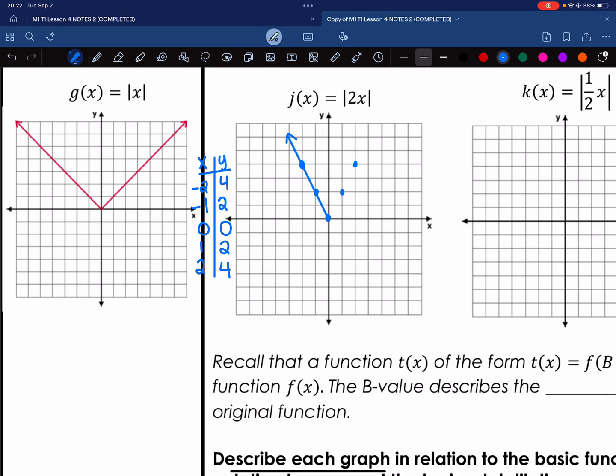So our graph looks something like this. Now, what I need you to know is that this looks very similar to the vertical stretch, but the number is in a different location, and when it's on the inside, it affects the graph horizontally. So what I need you to think about is that we are horizontally compressing this graph. We are pushing it towards the y-axis, which is making it more narrow. So this is a horizontal compression.